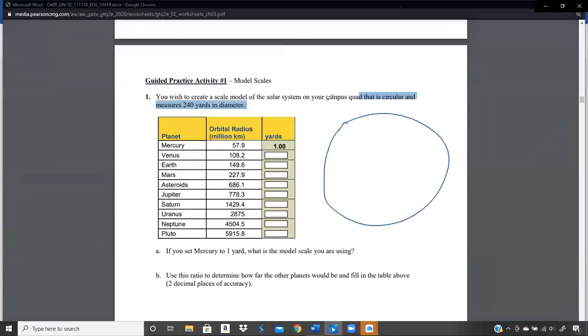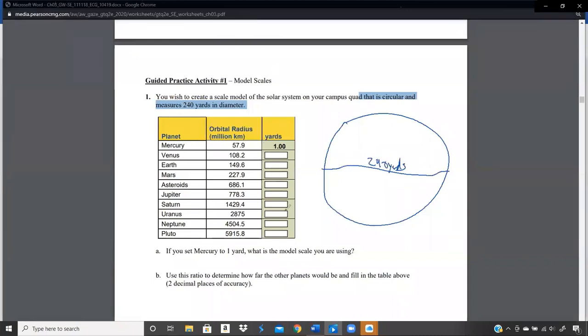But maybe your quad isn't circular. Maybe your quad is a rectangle and it's just the model you're going to build inside of it is circular. That would be another way to rationalize that too. And it makes a little more sense that way, in my opinion. And it measures 240 yards in diameter. So we've got this circle, and the diameter, which is the distance from end to end going through the center, that's 240 yards.